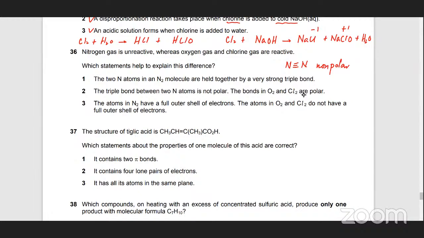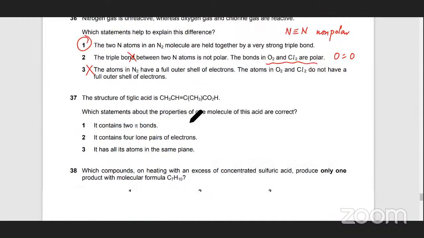So the first one is correct. It's a very strong triple bond. The second one says the triple bond between nitrogen atoms is not polar, but oxygen and chlorine are also not polar. If the second is wrong, the third is also wrong. Oxygen molecules are also not polar, so this statement is incorrect. Atoms in N2 have a full outer shell of electrons. Atoms in O2 and Cl2 do not have a full outer shell of electrons. They also have a full outer shell of electrons. So 3 is also wrong.